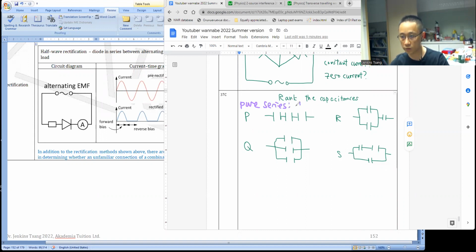So for choice P, the capacitance will actually be smaller. Choice Q, which has 3 capacitors in parallel. The system capacitance is just a simple sum, so P has to be the lowest and Q has to be the highest.